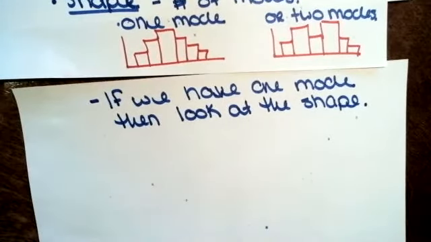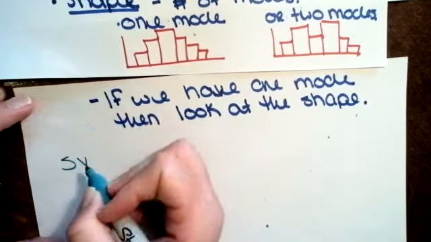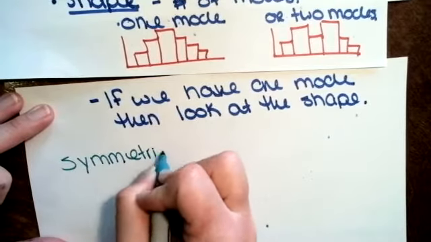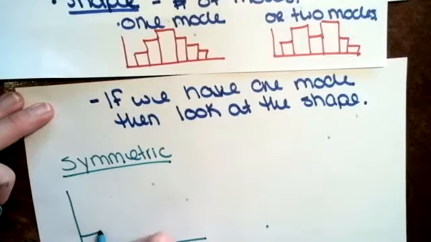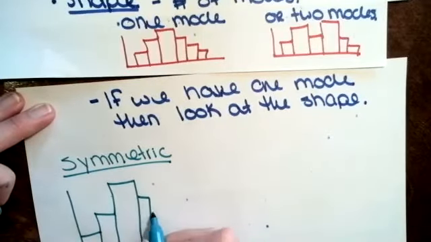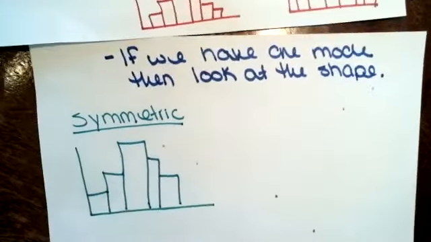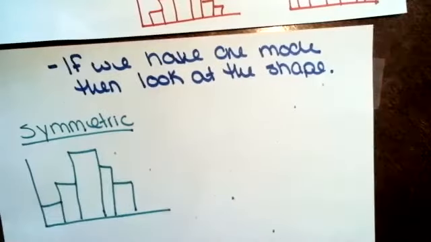First, we're going to consider what we call symmetric. When we have symmetric, it's pretty equal. I'm just going to draw a histogram, kind of like the one I drew before, like this. We can look at something like this. This is symmetric. It has one mode. The one mode is in the middle.